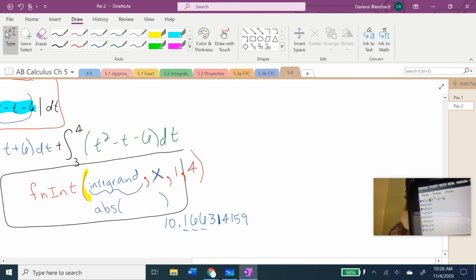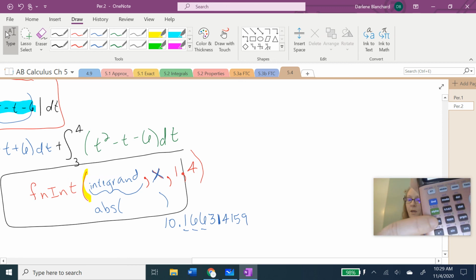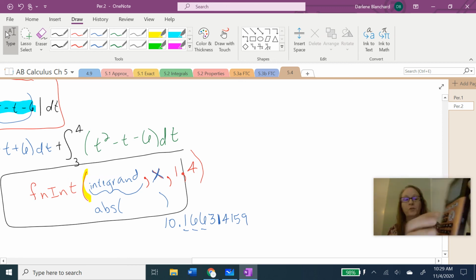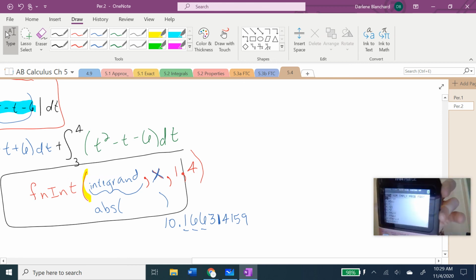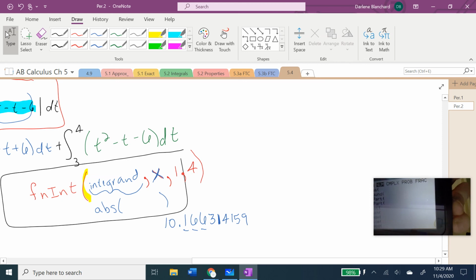And I'm going to type in absolute value, which I'm going to get in the same way as I did before. I'm going to push math, go over to number, and push ABS. So math, and then I'm going to push my over button, and then I'm going to push enter on ABS for absolute value.